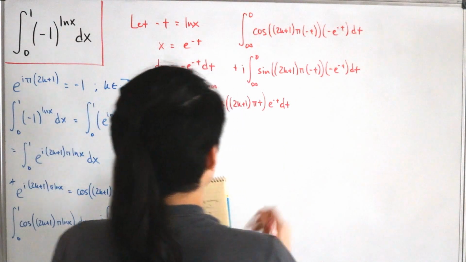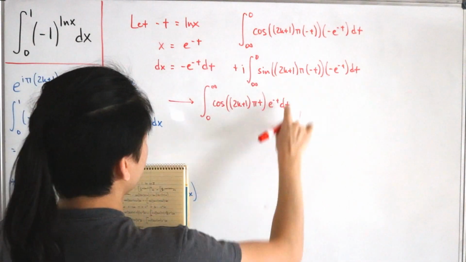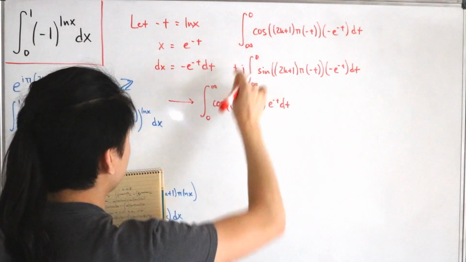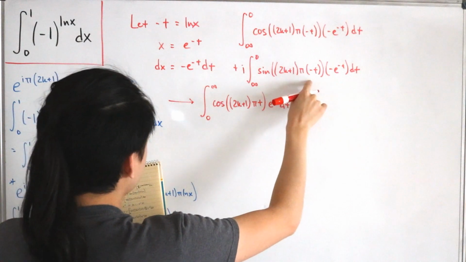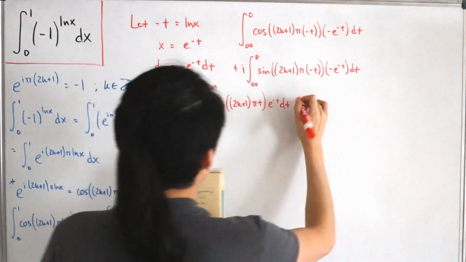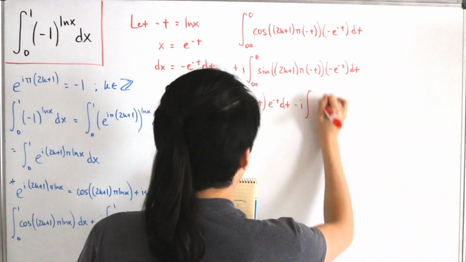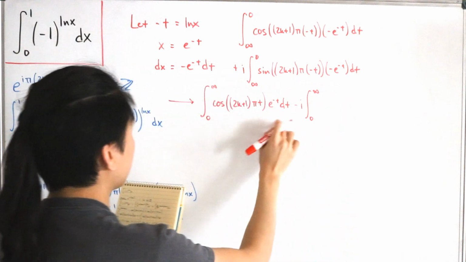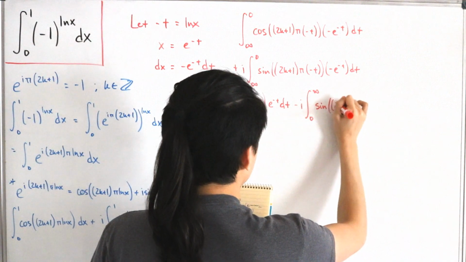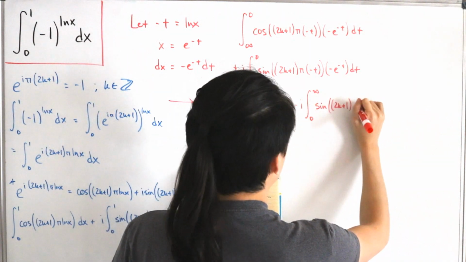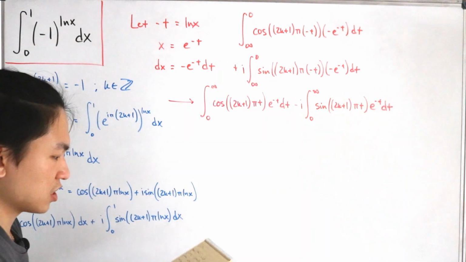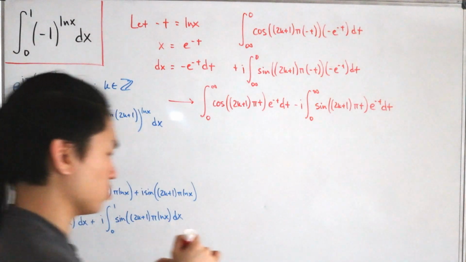Now let's move on to this integral over here. Same thing as before, you interchange the bounds, that becomes negative, then the negatives cancel. However, sine is an odd function with this negative input, so we have to factor out the negative. We can change that sign, so this could be a minus i, times the same integrand, except replace cosine with sine. So sine of (2k plus 1) times pi times t, multiplied by e to the negative t dt.